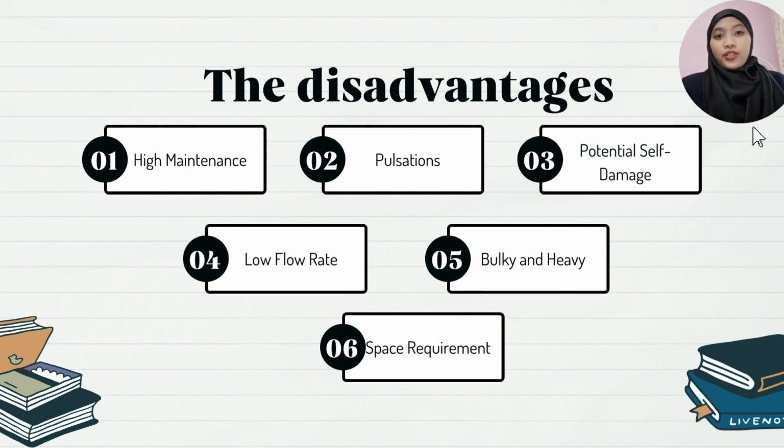For the third, potential self-damage. The movement of the pistons can be violent enough in normal operation to cause the pump to damage itself over time. Despite this, reciprocating piston pumps are still widely used due to their ability to generate high pressure and their proven technology.